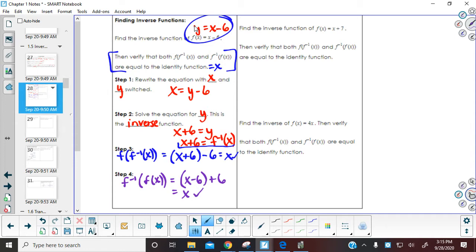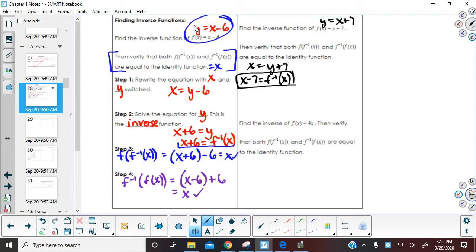So the second one, find the inverse function of f of x equals x plus 7. Again, this is a fairly basic one. When you look at this, the very first thing you want to do is switch out your x's and y's. So you get x equals y plus 7. And then you want to subtract your 7 from each side. So x minus 7 is the inverse function. And that's our first step.